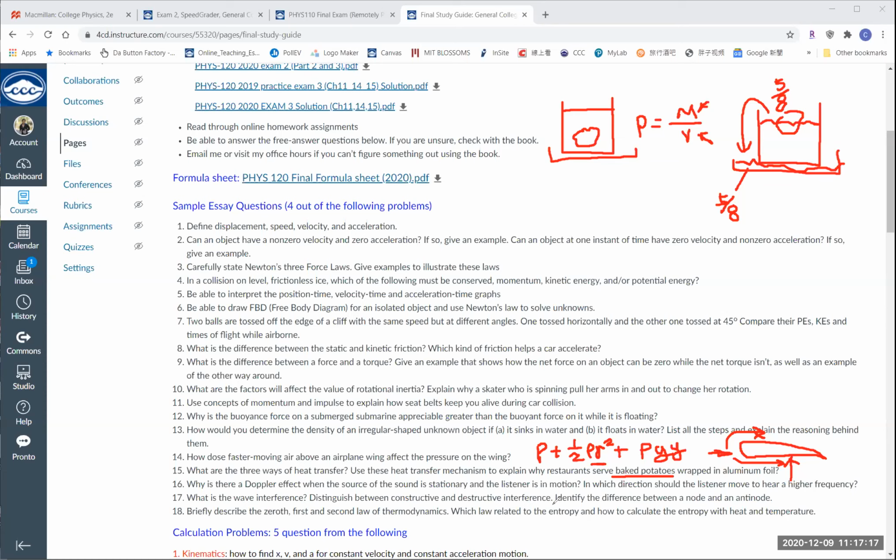In constructive interference, what I mean is the waves are going to be overlapped. They are going to be in phase, meaning they start at the same time and end at the same time. And you add these two together, then they will have an amplified amplitude. And that is what we call constructive.